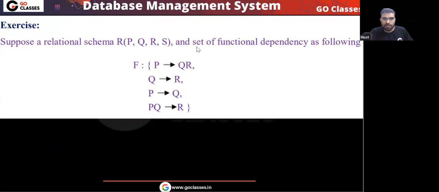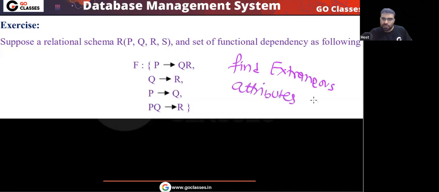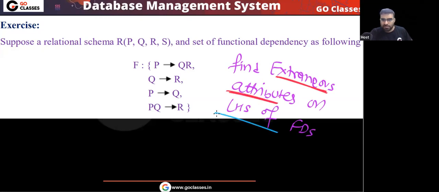Is this understood? Please tell me. Consider this example on your screen. Now let's find all the extraneous attributes on the LHS. Let's assume your question is: find extraneous attributes on the LHS of FDs. This FD set is given to you, and you have to find extraneous attributes on the LHS of FDs.